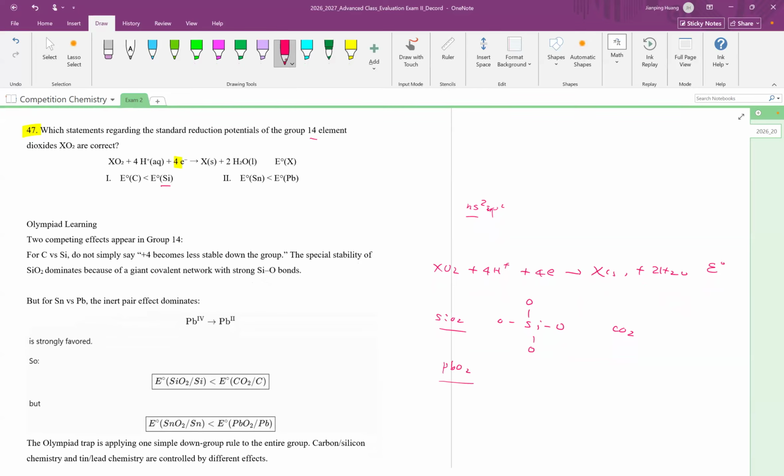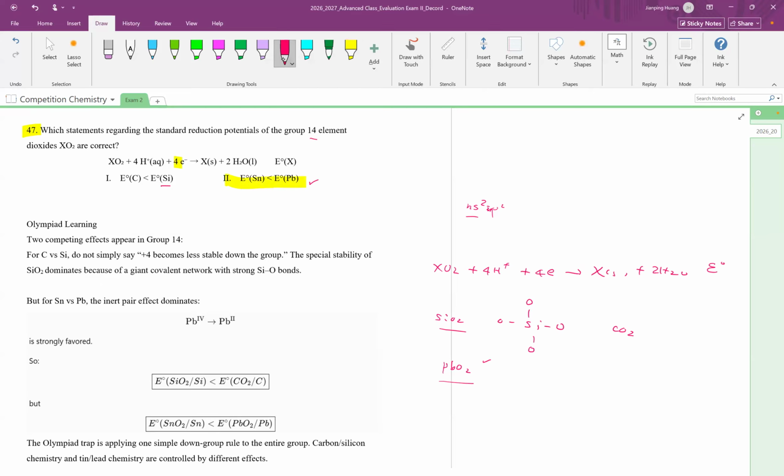The inert pair effect becomes increasingly important down groups 13, 14, and 15. You have 6s pairs. And indeed, this one is a very strong oxidizing agent, very strong. So the choice should be only this one.